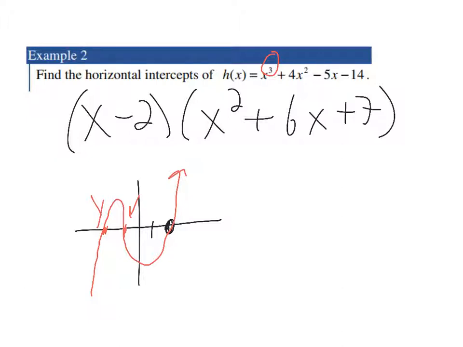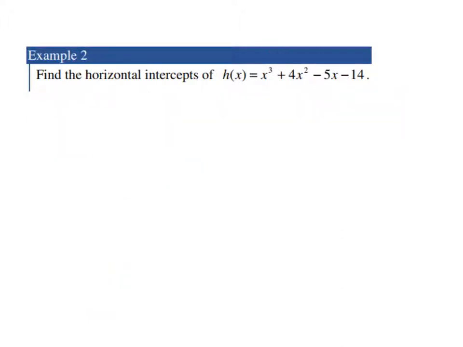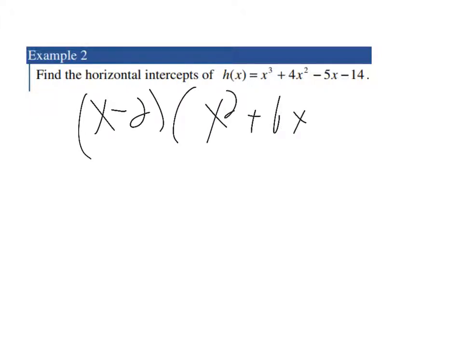okay, so what am I going to do here to get rid of this? Can I erase that? Nope. I guess I'm going to delete this. Okay. So I've got the x minus 2. I've got the x squared plus 6x plus 7. The easiest thing to do is try to factor this.